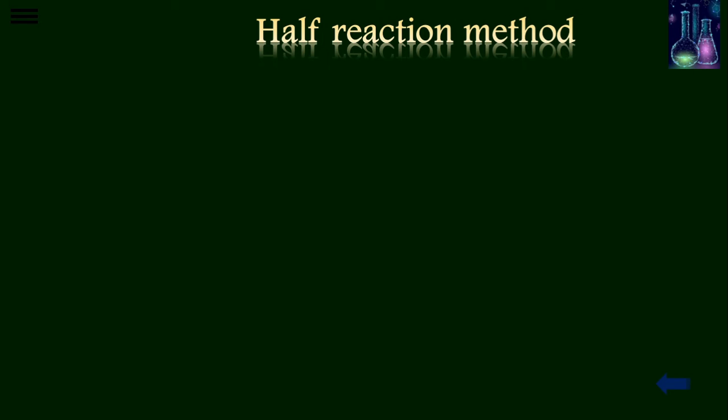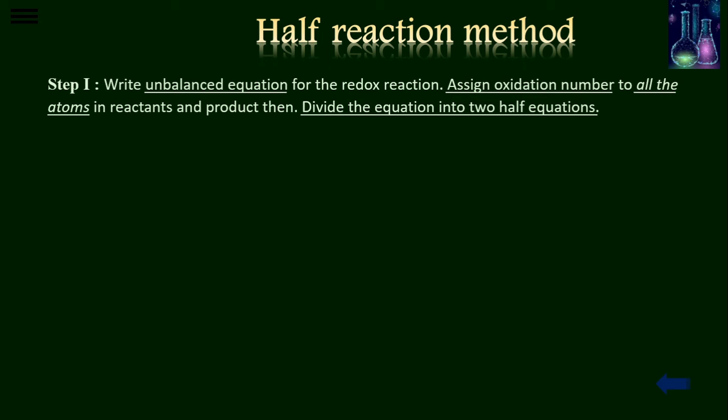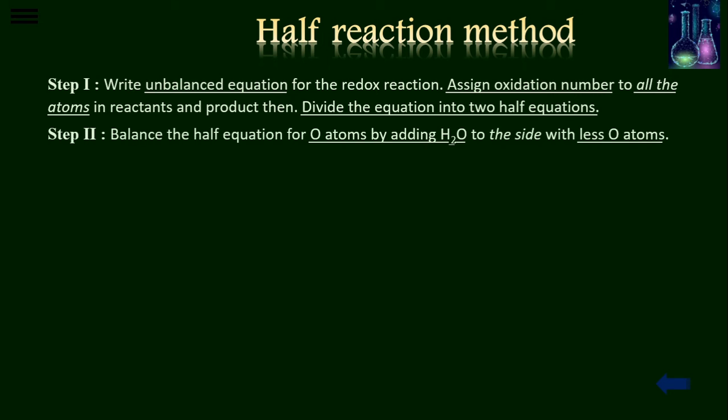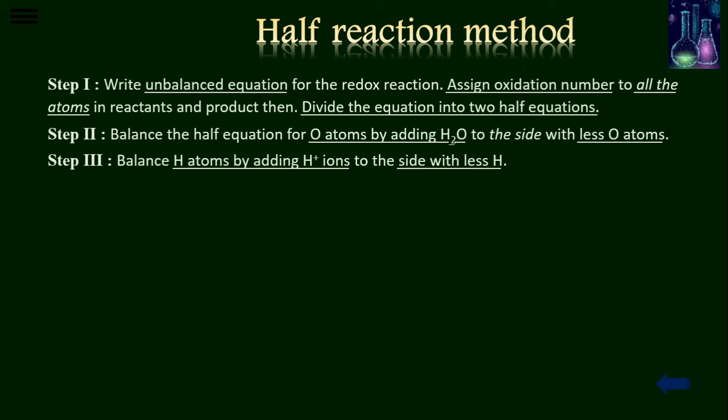The steps involved in the half reaction method or ion electron method are: Step 1. Write the unbalanced equation for the redox reaction and assign oxidation numbers to all the atoms in the reactants and products. Then divide the equation into two half equations. Step 2. Balance the half equations for oxygen atoms by adding water to the side with fewer oxygen atoms. Step 3. Balance hydrogen atoms by adding H plus ions to the side with fewer H atoms.